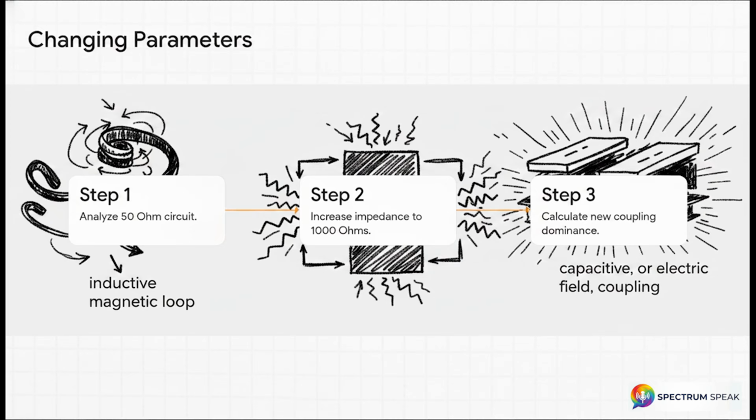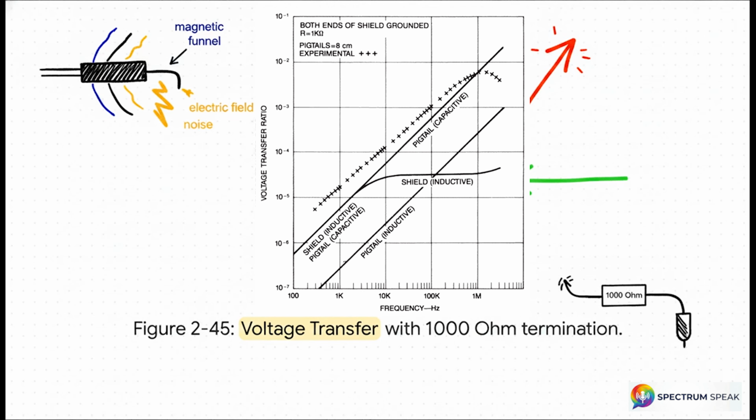Step 3, we need to calculate the new coupling dominance. Based on standard electromagnetic theory, higher impedance circuits are far more susceptible to capacitive, meaning electric field coupling. So let's look at what the data actually says. Boom! Figure 245 brilliantly illustrates this physical shift. It's the exact same experiment as before, but now with a 1,000 ohm termination.